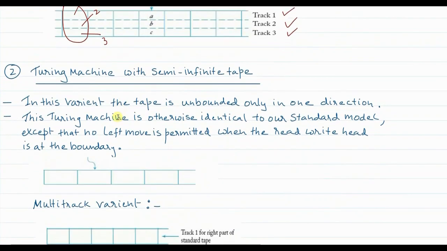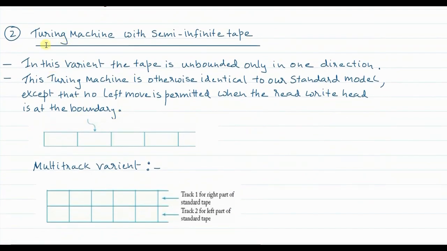Now the second minor variant of the Turing machine is the Turing machine with semi-infinite tape. Now what is a semi-infinite tape? Please consider this figure here. I will draw a figure here. Your normal Turing machine, if you can remember, had a tape, and I said the tape is infinite from both the ends, right? But now look at this figure. Now the tape has a boundary over here.